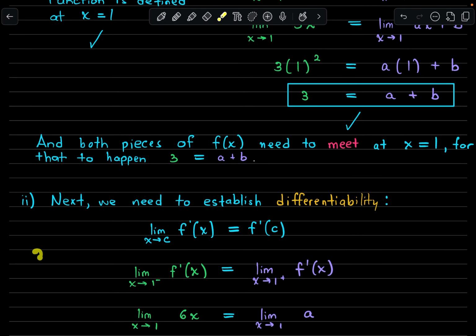So our left function was 3x squared. When I take the derivative by power rule, this is going to give me 6x. That 2 comes down, it gives me 6. The power becomes a 1, right? We subtract 1 from there. So I've got now the limit as x approaches 1 of 6x.